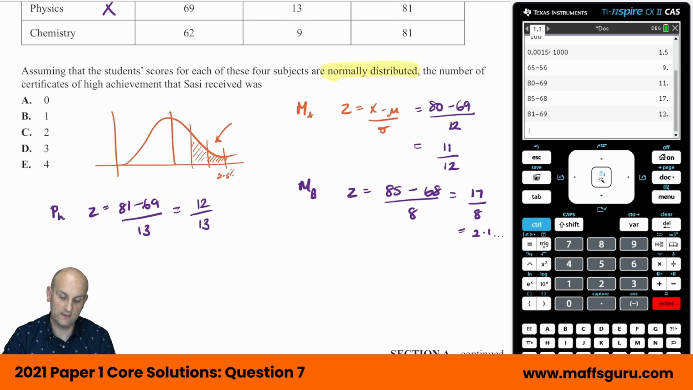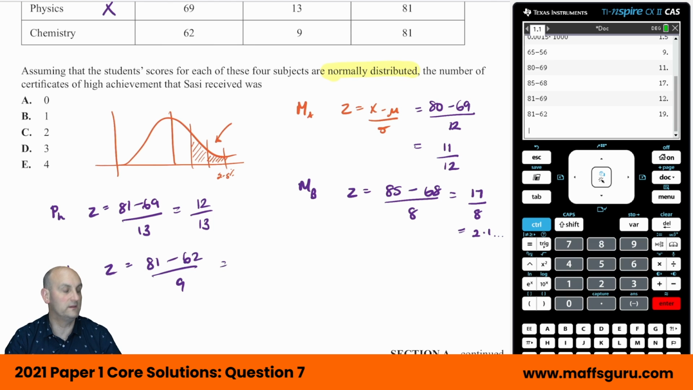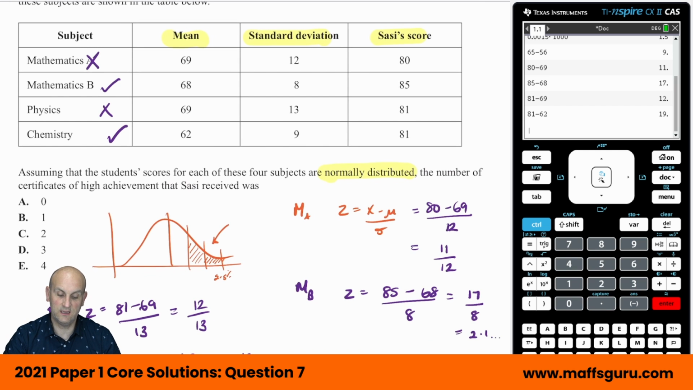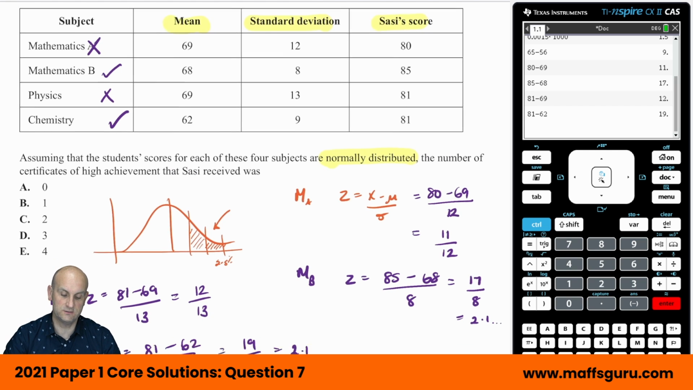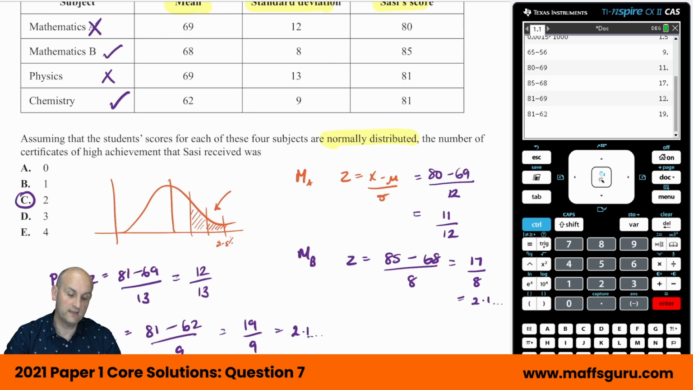And so then we've got chemistry. So the z-score is going to be 81 minus 62 on 9. So 81 minus 62 gives me 19 on 9. And again, it's going to be 2 point something. So again, that's going to put her in the high end. So as far as I'm concerned, for chemistry, she's also going to get that because she's way, way, way in the top 10% of the students. So in that situation, I'm going to say C. She's going to end up with 2 certificates of high achievement.